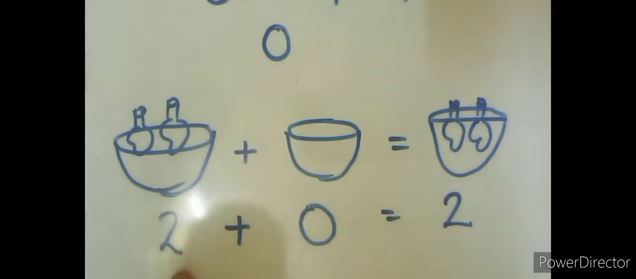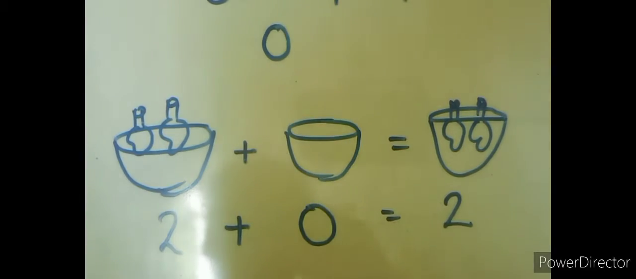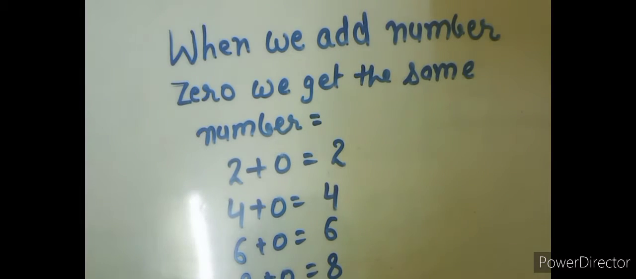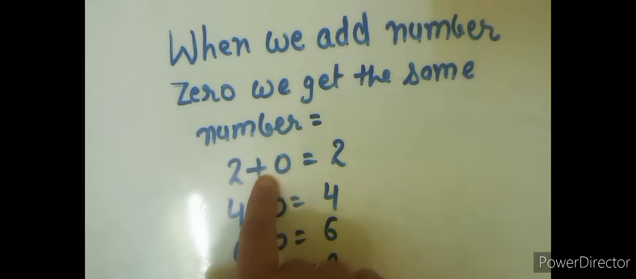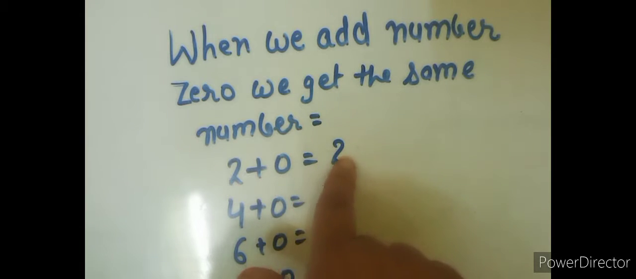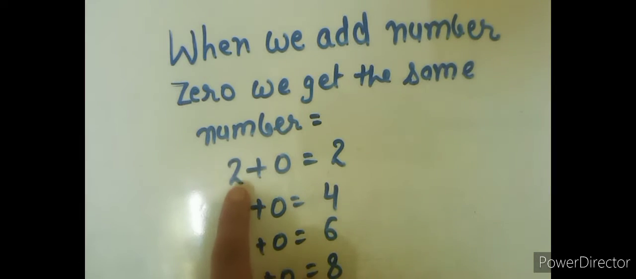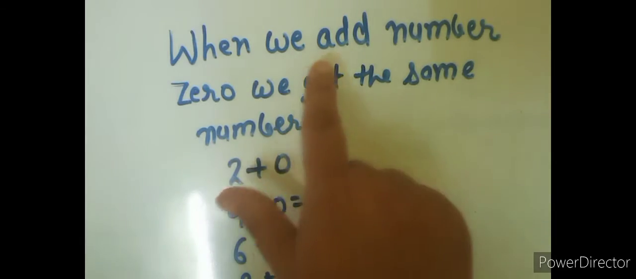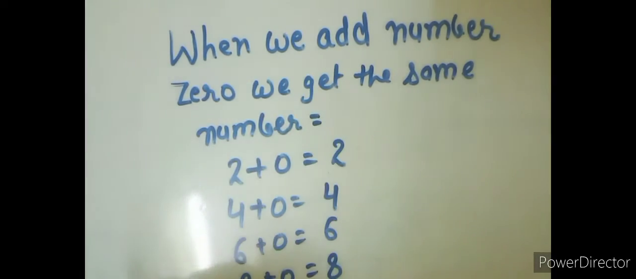Okay, now 2 plus 0 is equal to 2 mangoes. Remember student, when we add number 0, we get the same number. For example, 2 plus 0 is equal to 2. Okay, when we add number 0, we get the same number.